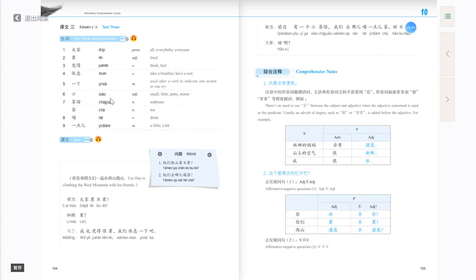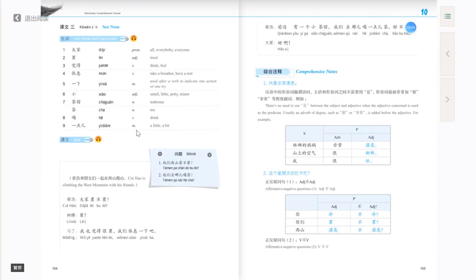And next one, 小, small, little. And 茶馆 is a noun, tea house, in which 茶 means tea. Okay, this 馆 we also learned in 饭馆, a restaurant, and 图书馆, library, right? So they share the same 馆. You can guess the meaning of this 馆. It's kind of like a house, a building. And 茶 means tea, and to drink is 喝. 喝茶, to drink tea. And the last one, 一点儿, a little, a bit.